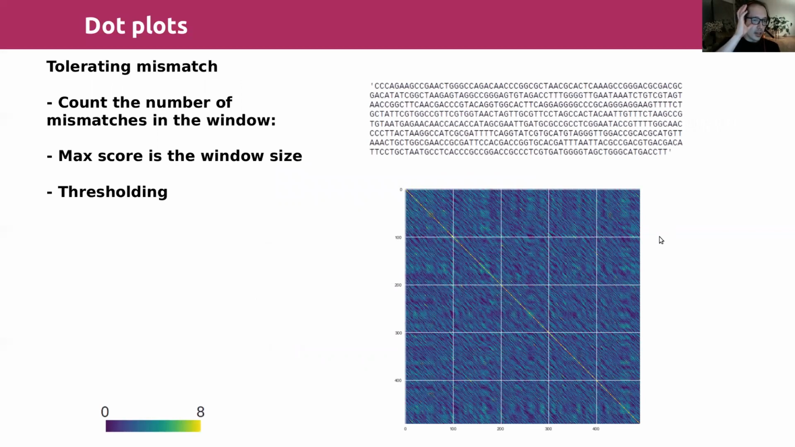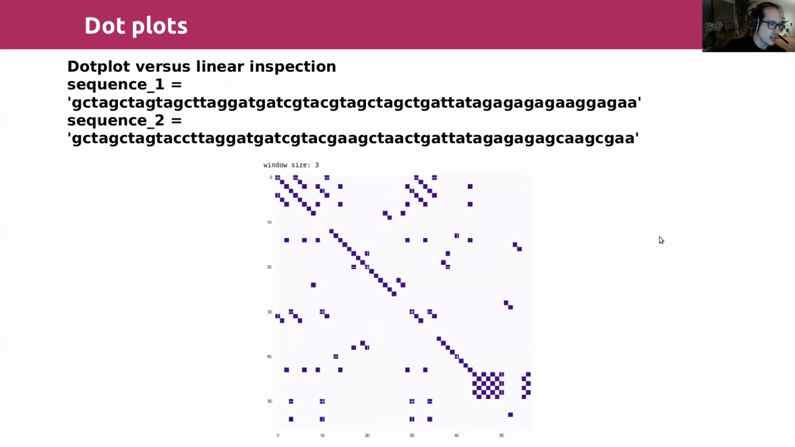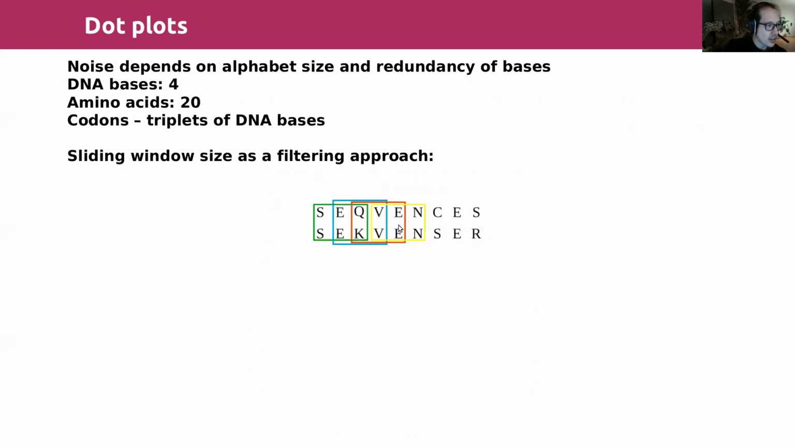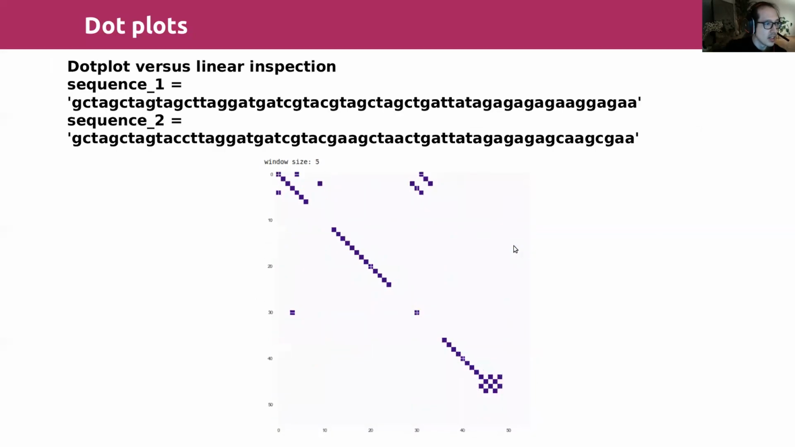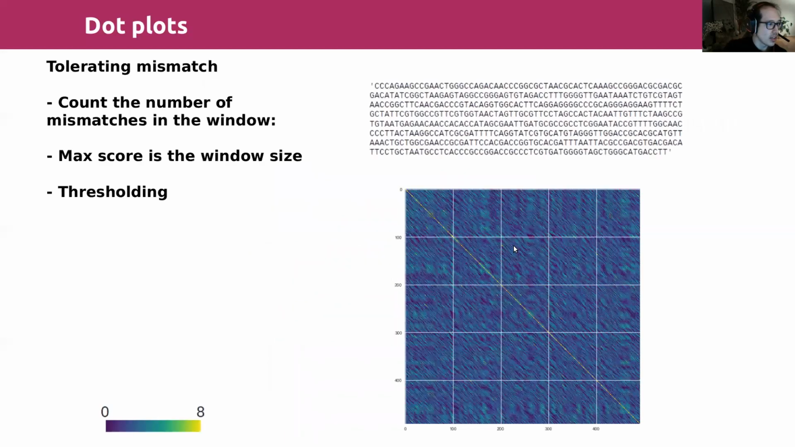So another kind of variation on this is a version where you tolerate mismatch. In the strictest case, if there's a single mismatch, then we would not put a dot. But another version of this is, rather than it be an all or nothing thing, we can simply count the number of mismatches and then scale that as a fraction of the total window size. So the best case scenario would be you have 8 out of 8 matches, but you could have, say, 6 out of 8, and then this would be a lesser value.